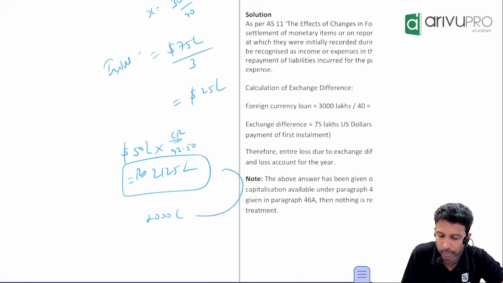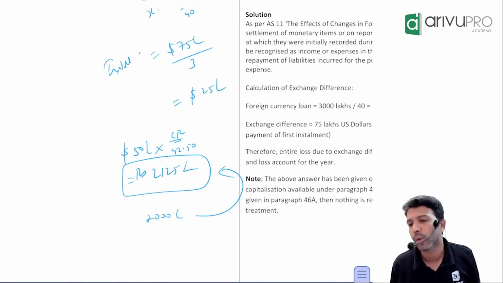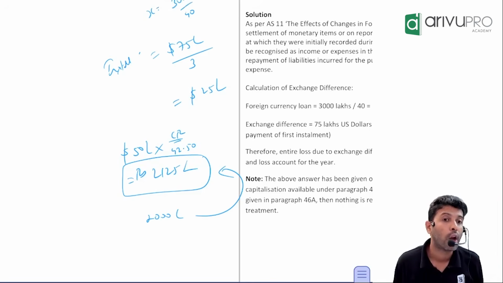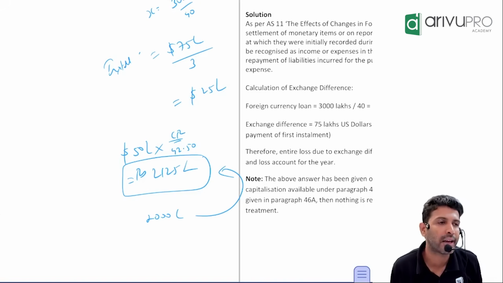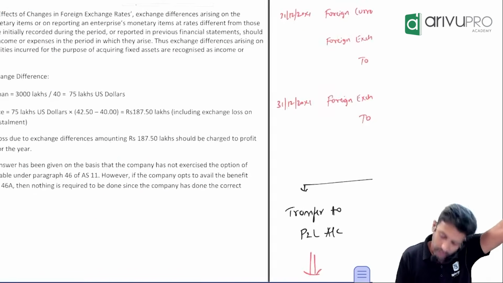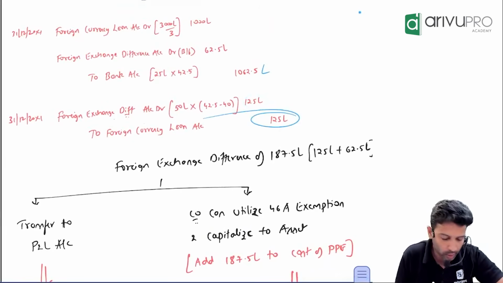From 2000 lakhs, you need to bring it up. A liability, you need to bring it up to how much? 2125. A liability balance is increasing. So gain or a loss? Loss. How much? 125. Make me happy. Tell me the entry. Liability you need to increase. So foreign exchange difference account debit 125 lakh to foreign currency loan 125.